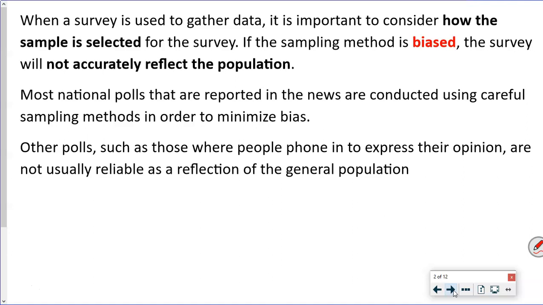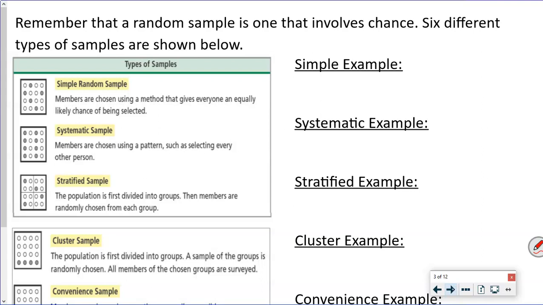So most national polls that are reported in the news are conducted using careful sampling methods in order to minimize bias. So other polls, such as those where people phone in to express their opinion, are not usually reliable as a reflection of the general population. So these are our different types here.